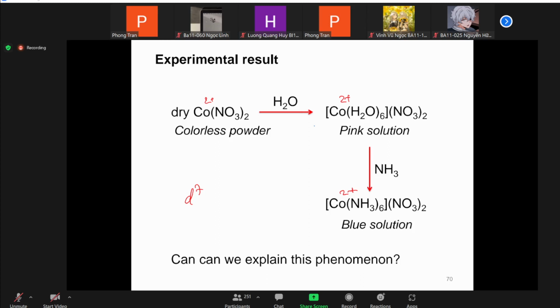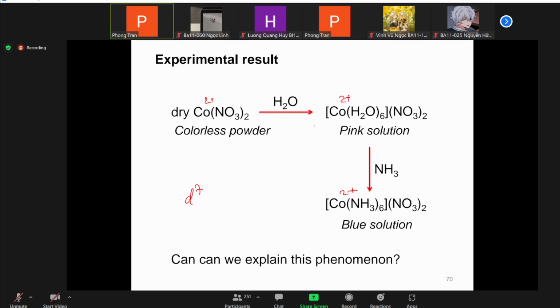Maybe just because one is simply in solid form and the other is in solution form. I don't know. Okay. Let's think a little bit. Let's say 2-3 more minutes, and then I move on.